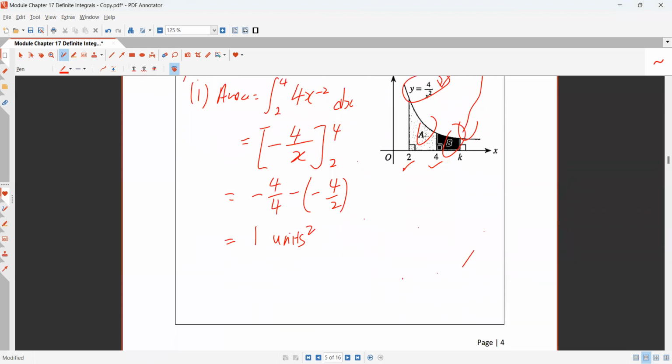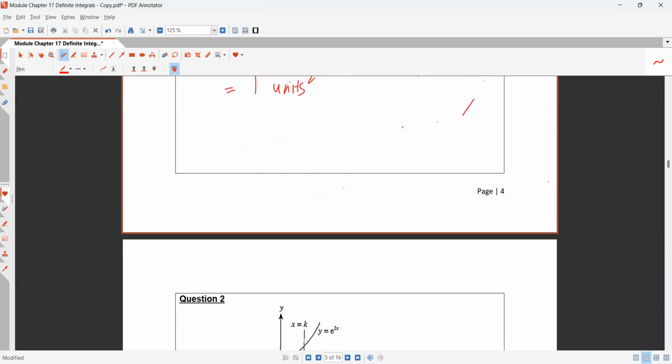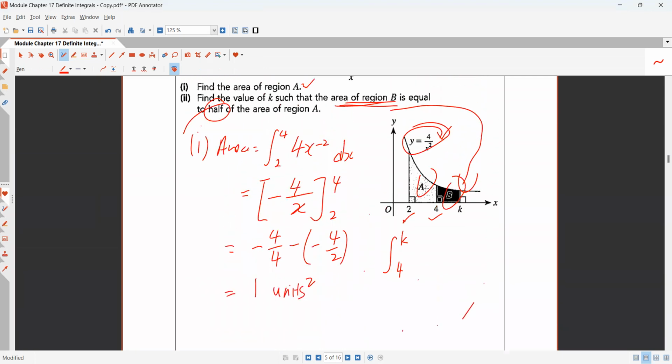This time for number 2, you are given the answer. So we will do the integration from 4 to k, but the k is unknown, right? And they are still referring to the same graph, so we will do the integral of 4x^-2 dx equal to, what is the answer? 1 over 2. Yes, correct.